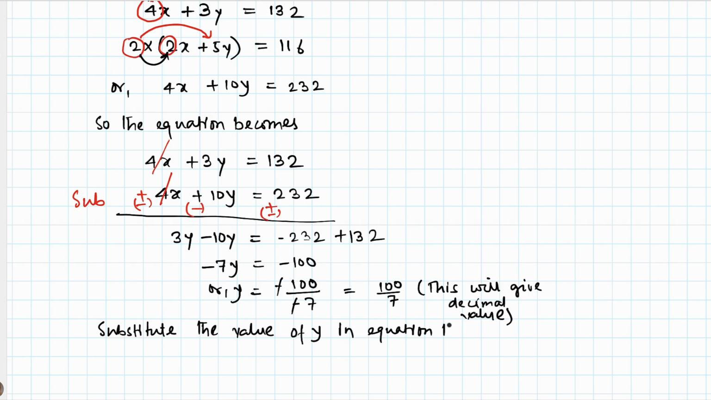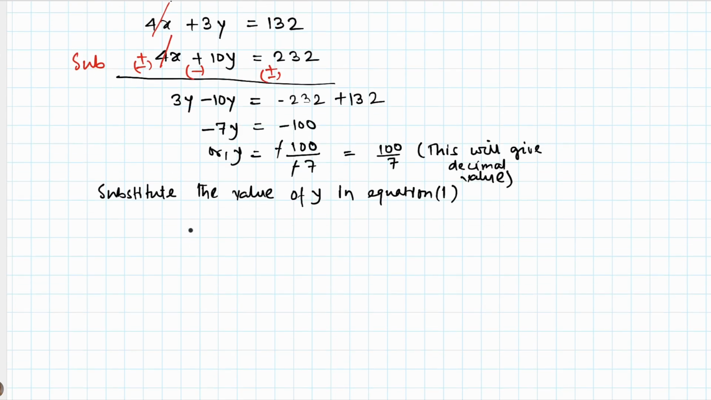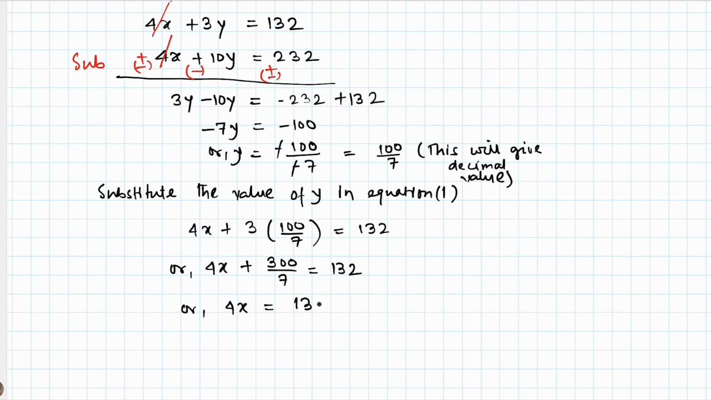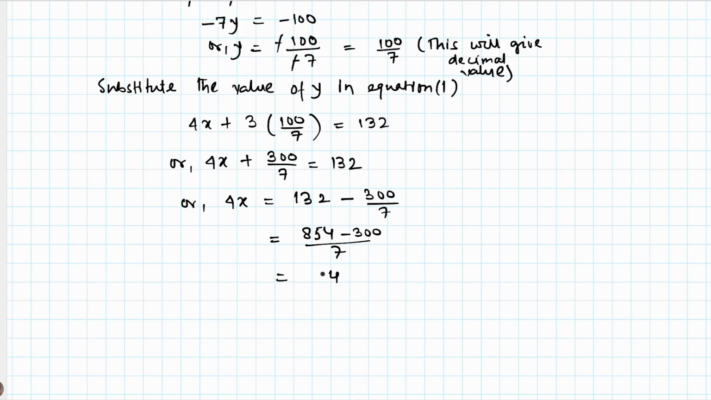So we will put the value of y in equation 1 to find the value of x. So 4 times x plus 3y, that is 3 into 100 by 7, equal to 132. 4x plus 300 by 7 is 132. So 4x equals 132 minus 300 by 7. Taking LCM as 7, we get 924 minus 300 by 7. So we get 554 by 7, or x becomes 554 by 7 by 4. So we will get 554 by 28.